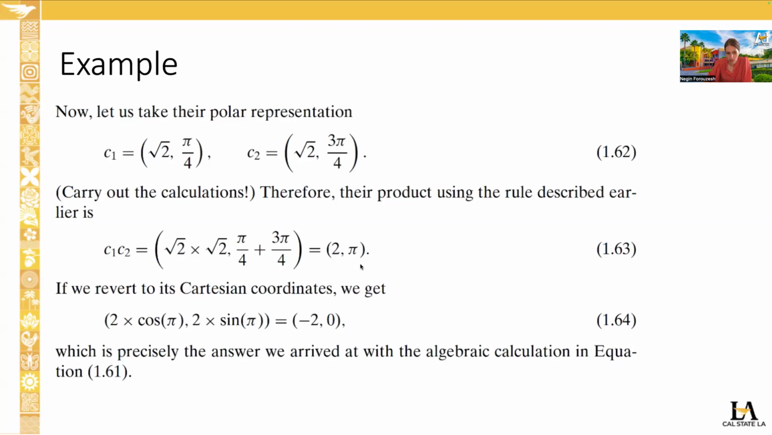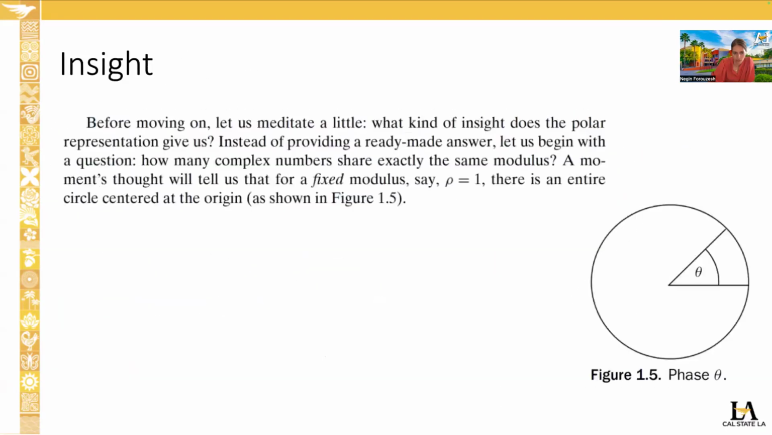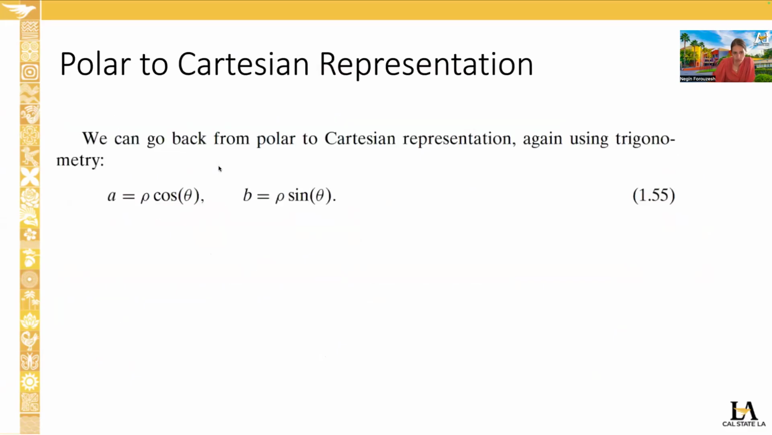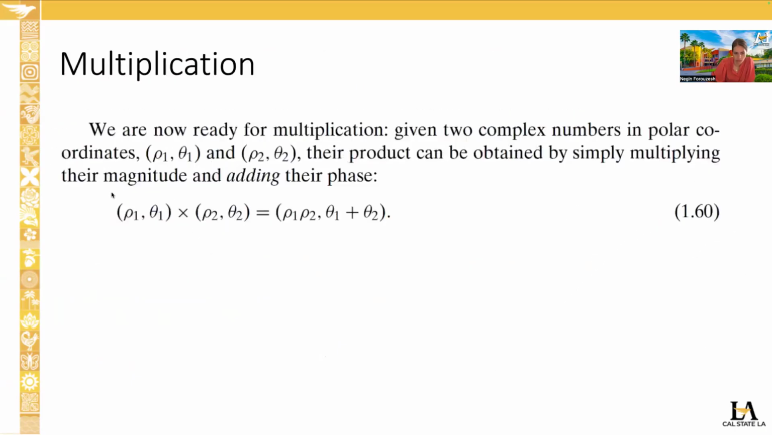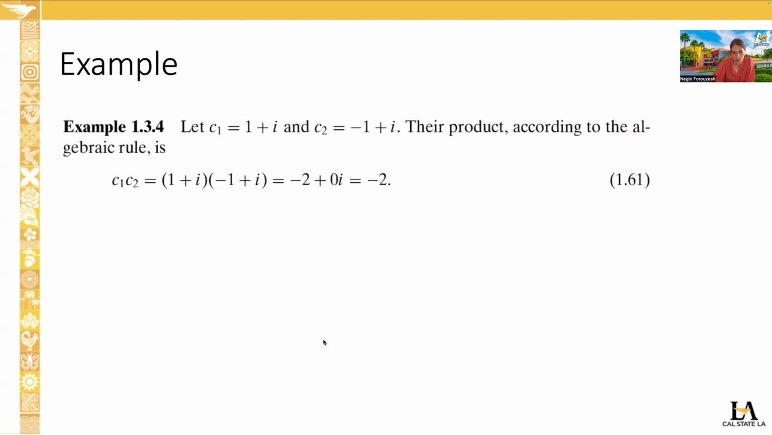So it gives you 2 and pi as their multiplication. When you revert it to Cartesian coordinates, you see you have 2 and pi, right? So it's your rho and theta. When you have rho and theta, I just showed you how you can convert them to A and B. So this is what you do, and you get -2 and 0, meaning that it only has the real part and its value is -2. And this is exactly what you get here if you just simply go with the algebra.